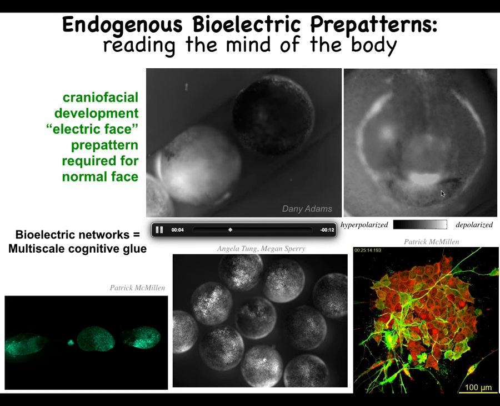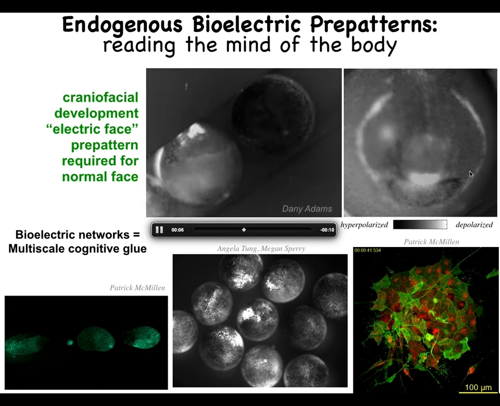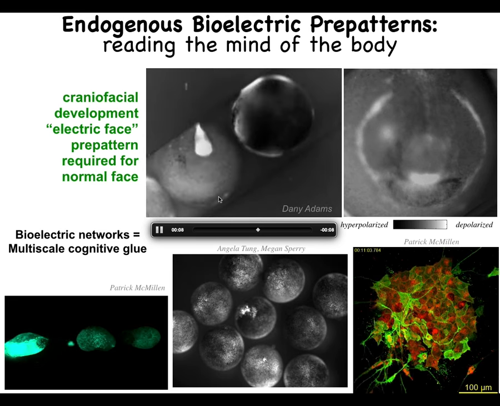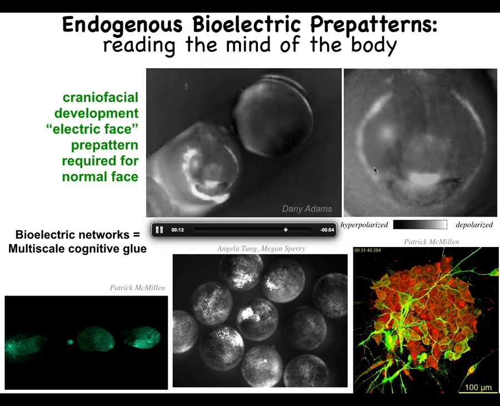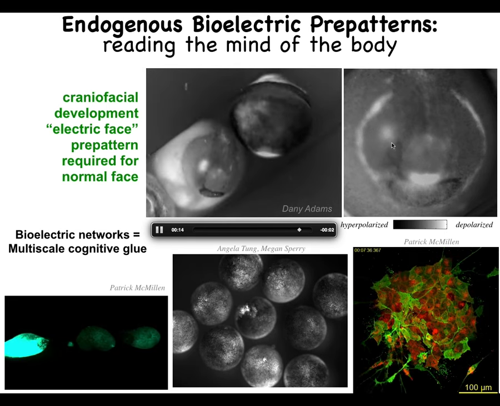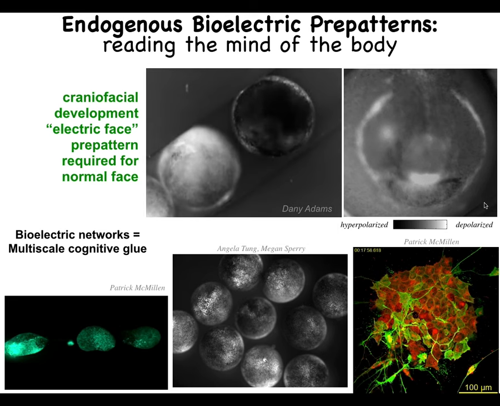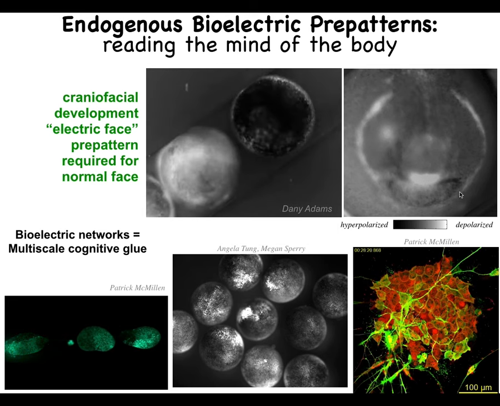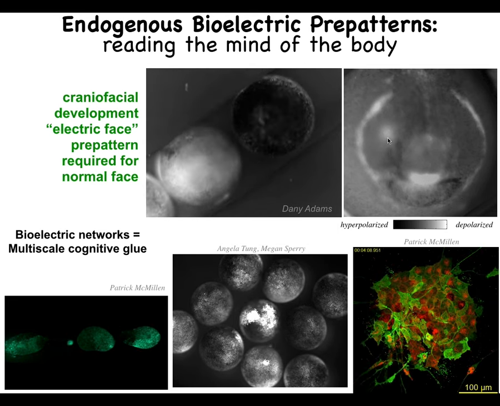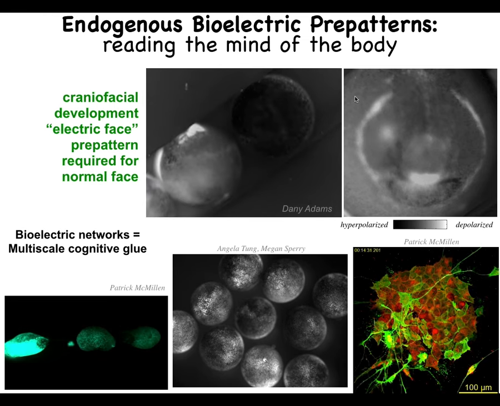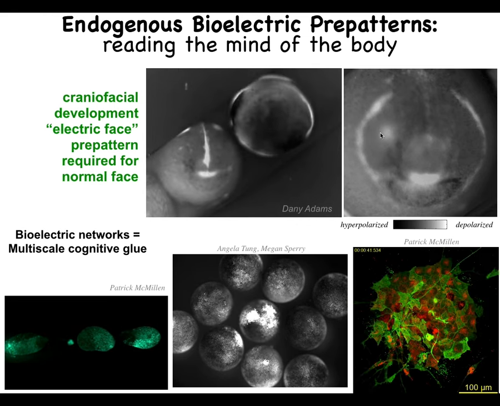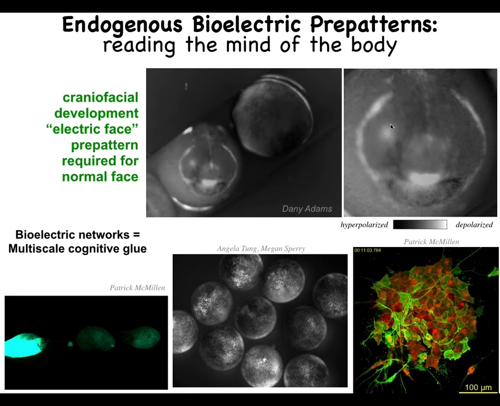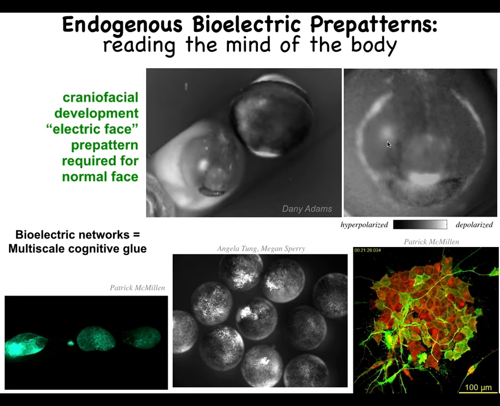We call this one the electric face. So this is one frame of this time-lapse video of an early frog embryo putting its face together. There's a lot going on, but what you can see in this frozen frame is that there's a bioelectric pre-pattern that already tells you what the face is supposed to look like. So here's where the eye is going to go, here's where the mouth is going to go, here are the placode structures out here. You can already see the pre-pattern long before the genes start to turn on to regionalize the face. And this is critical.